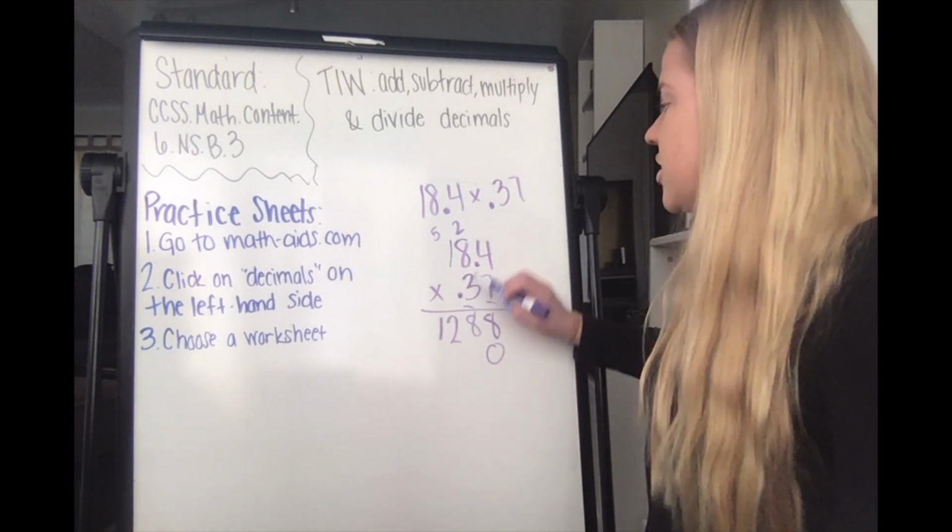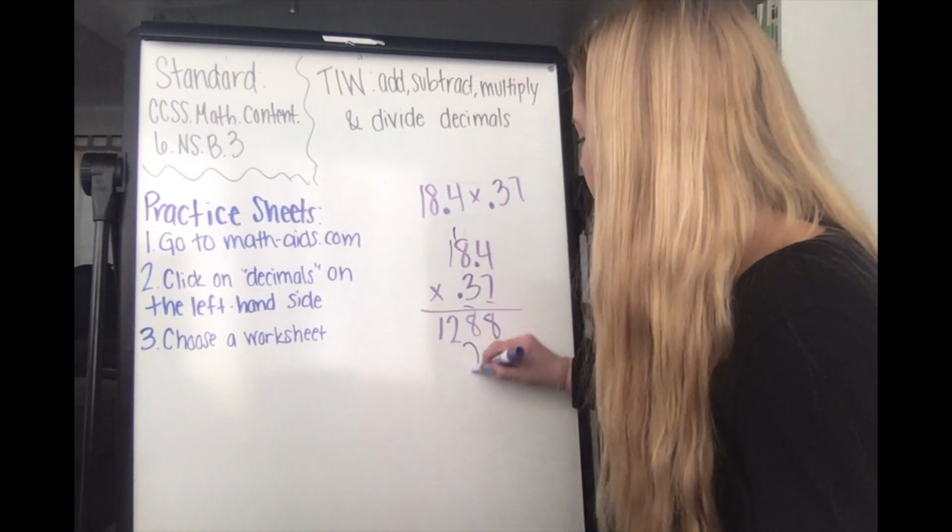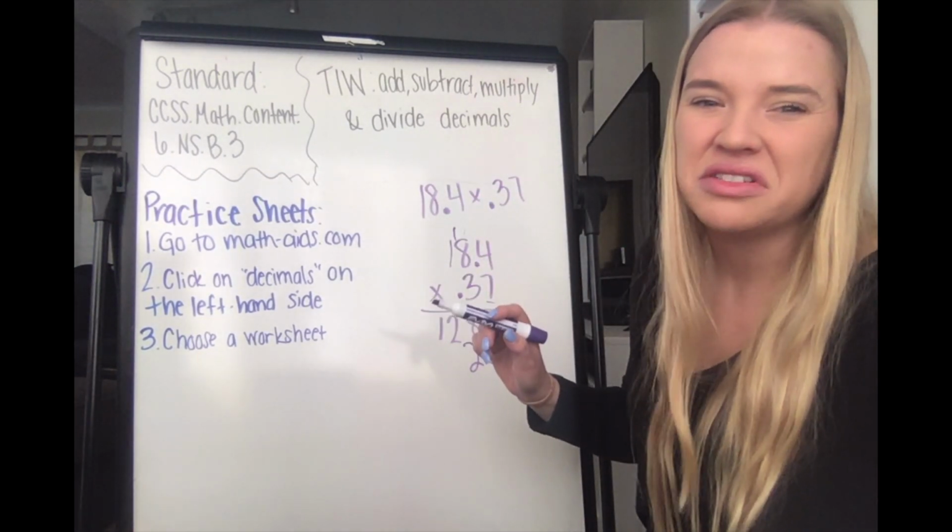Okay, so now I have 3 times 4, which is 12. I like to erase those because I think that they get confusing if you don't erase them.